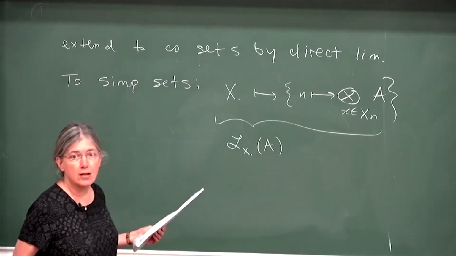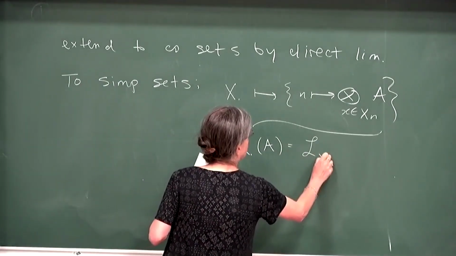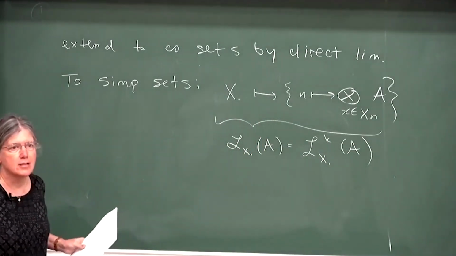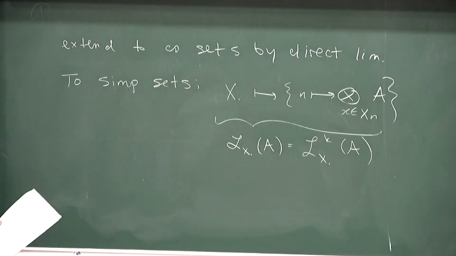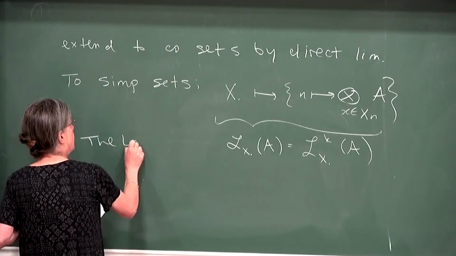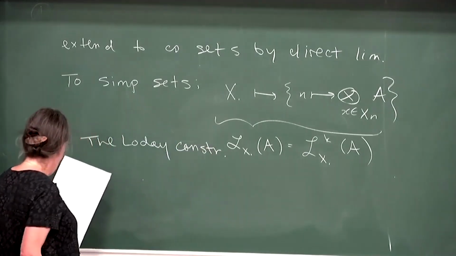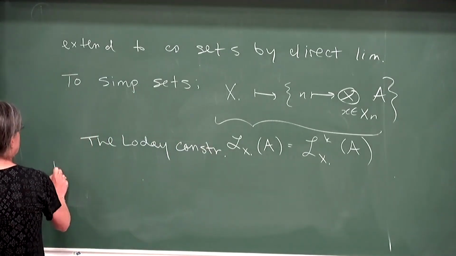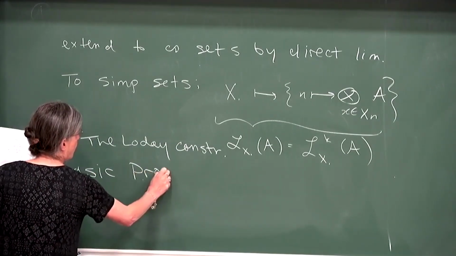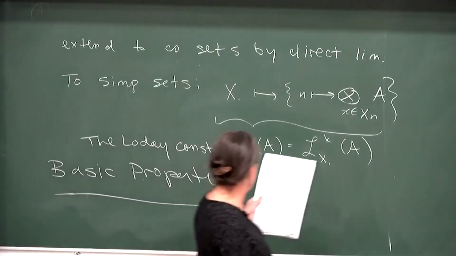All tensor products are always over K. If we want to emphasize that, we can also write L_X^K A. But basically, all tensor products are over K. And L is for the Loday construction. And there are some basic properties, 2 of them are very, very easy.